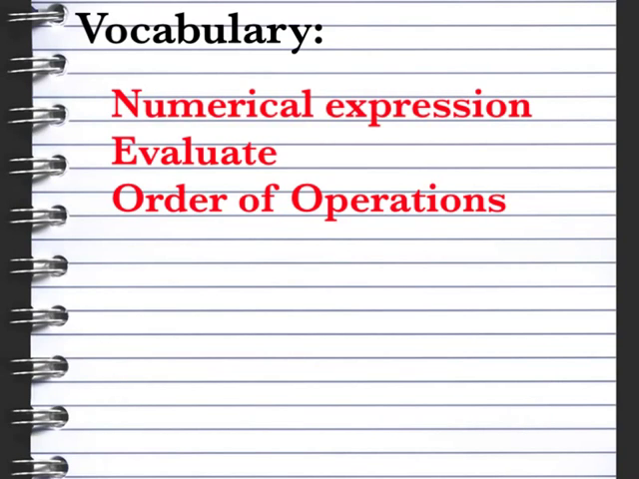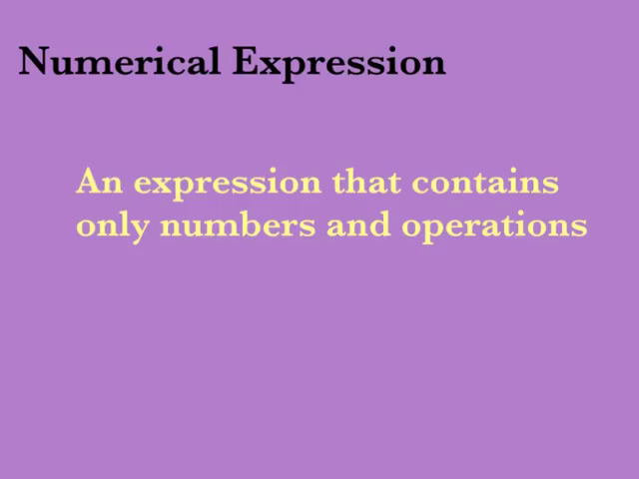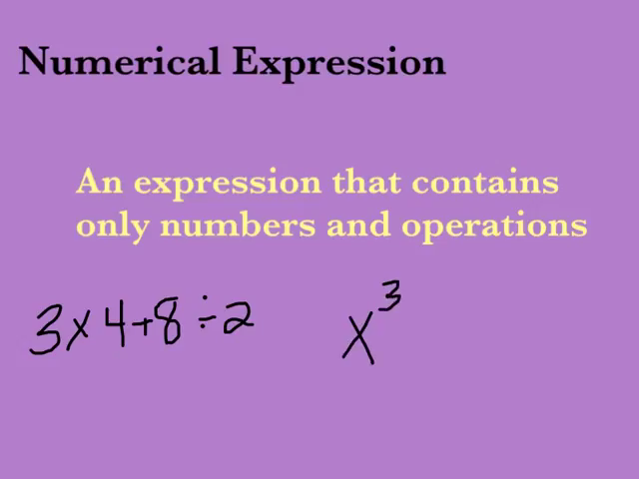The vocabulary terms we will be going over today are numerical expression, evaluate, and order of operations. A numerical expression is an expression that contains only numbers and operations. For example, the expression 3 times 4 plus 8 divided by 2 is a numerical expression. It only uses numbers and operations. On the other hand, the expression x cubed times 2 minus 3 is not a numerical expression because it uses a variable.